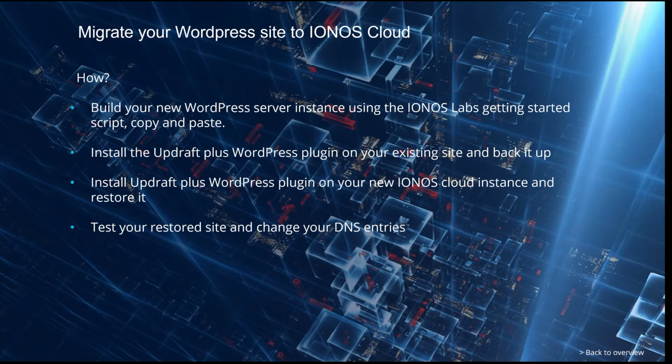Next, once that WordPress site is up and running, we're going to install the Updraft Plus WordPress plugin in order to do a backup of our source site. Then we're simply going to install that same plugin on our IONOS Cloud WordPress instance and perform a restore there. We're going to test that restore on the new WordPress server, and then once we're comfortable that everything is working correctly, we're going to change our DNS entries to point to our IONOS Cloud server.